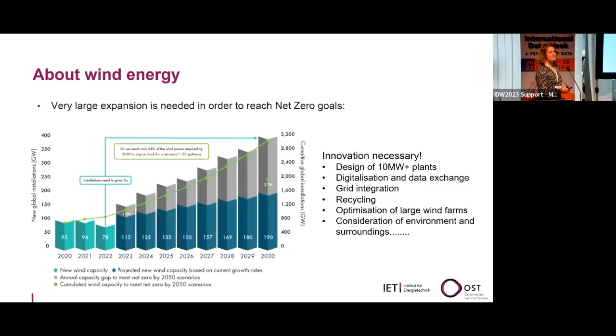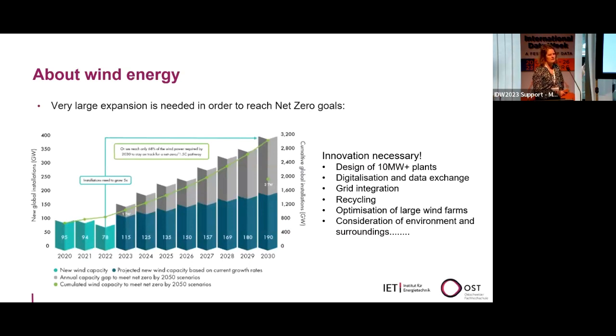This means that we need innovation, right? We need to make, for example, the cost of energy cheaper. We need to develop tools for designing very, very large wind turbines. We need to increase the digital maturity. We need to find solutions for grid integration. If you have more than about 30% renewable energy in the grid, you end up getting quite a lot of stability problems, and you need storage solutions. Recycling is also a topic. Even though wind energy has pretty low CO2 emissions, you still have a lot of waste, and you need to develop solutions for what to do with the blades.